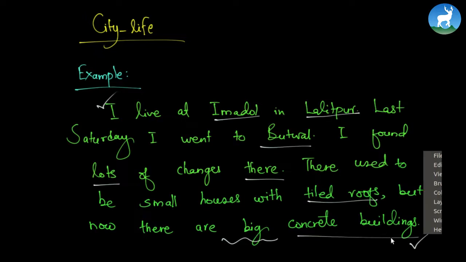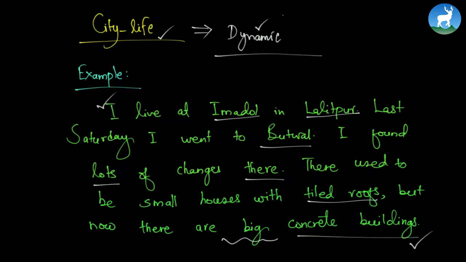So these are the different kind of changes that we usually see in city life. If you are a city dweller, you would know such kind of differences. If you go back to your village, you would be surprised to find a lot of changes, because everything is dynamic and everything is changing. That's why city life has been changing. It is quite dynamic. Even the villages are changing. So village life is also dynamic.